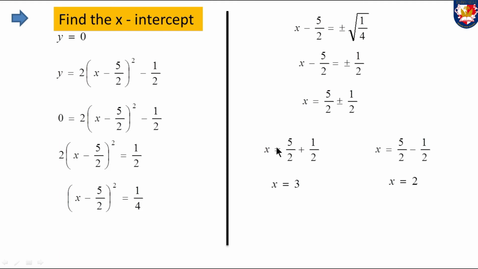Now we're going to state the coordinate. So the coordinates of the x-intercepts are (3, 0) or (2, 0). So this is the value of x from our calculation, and the value of y here comes from the assumption that we have made before. So (3, 0) and (2, 0), x, y.